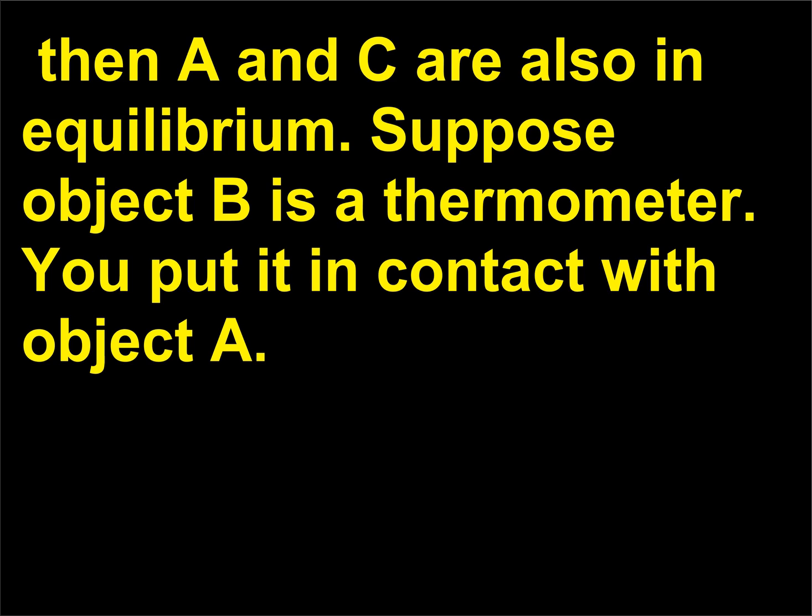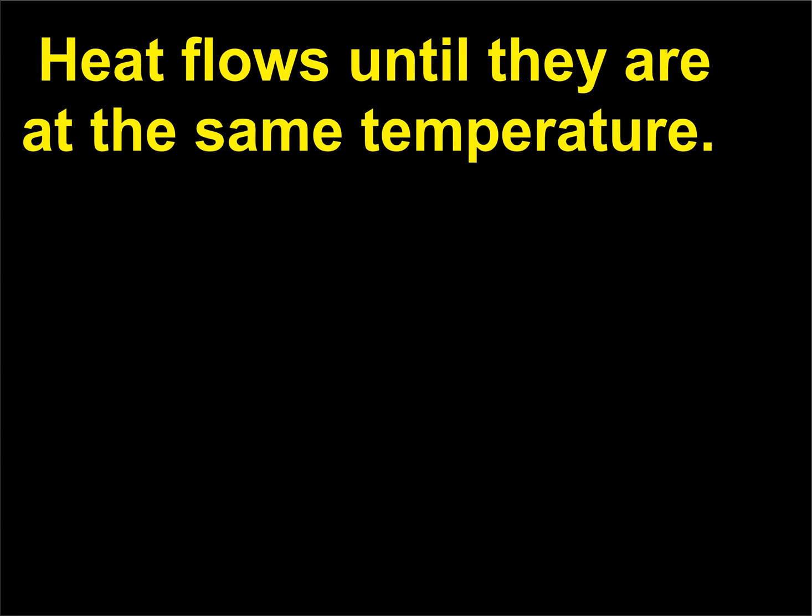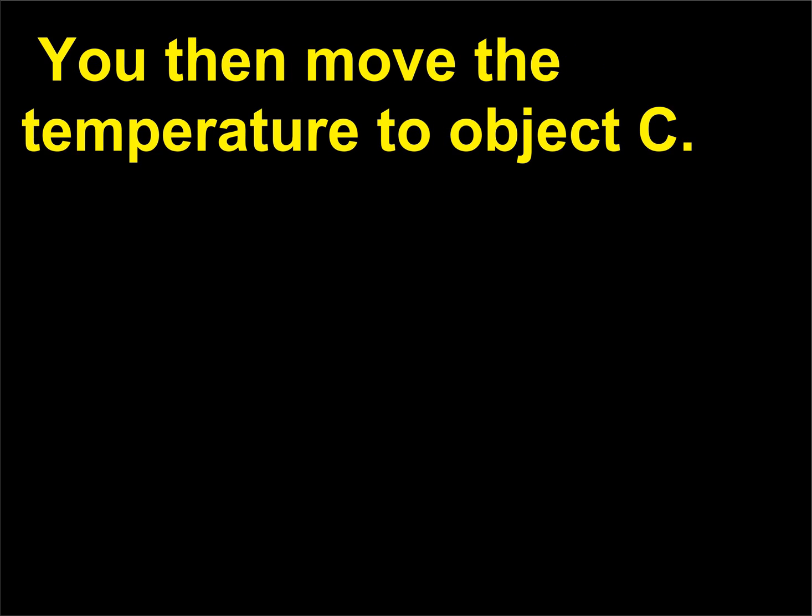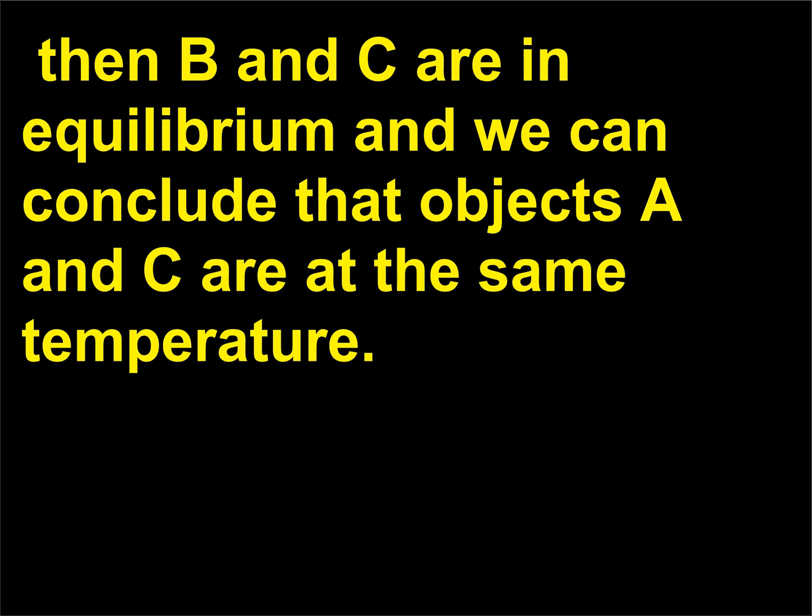Suppose object B is a thermometer. You put it in contact with object A. Heat flows until they are at the same temperature. You then move the thermometer to object C. If the thermometer shows no change, then B and C are in equilibrium and we can conclude that objects A and C are at the same temperature.